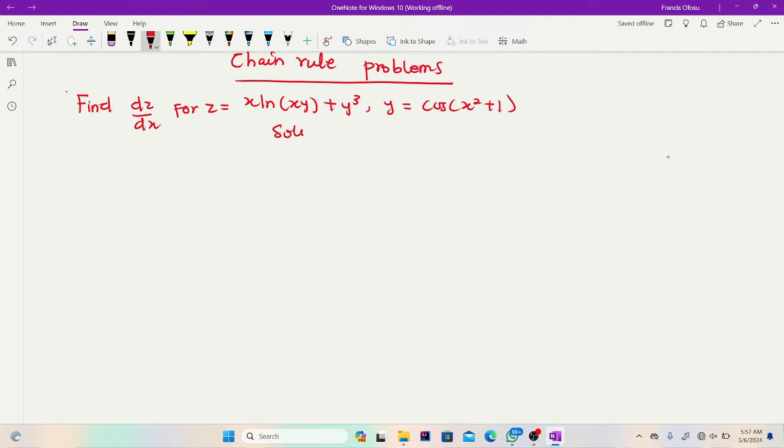So let's see how you solve this problem. Now, whenever you are being given a chain rule problem or any differential, what you're going to do is look out for what you have been asked to differentiate with respect to, or what is the entire goal of the derivative. So we are finding ∂z/∂x, meaning we are differentiating this function z with respect to x.